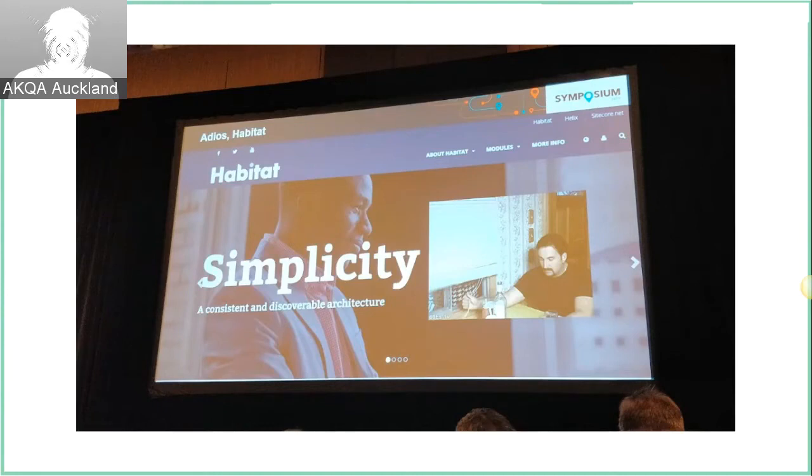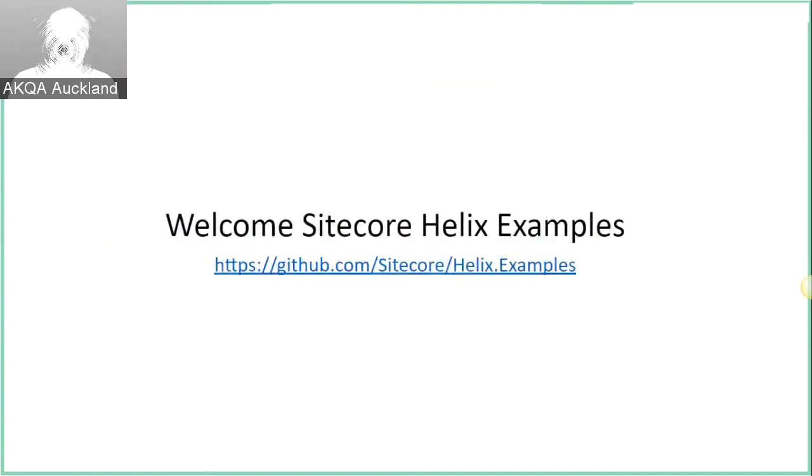The replacement for Habitat is that they have introduced the Sitecore Helix examples. It was not released at Symposium; it was released a couple of months before. You can see all the examples, developer-focused, on how you can build certain things, rather than a starter kit or something. They're calling them examples now. You can go through the GitHub repo. It is interesting. The code base is there.